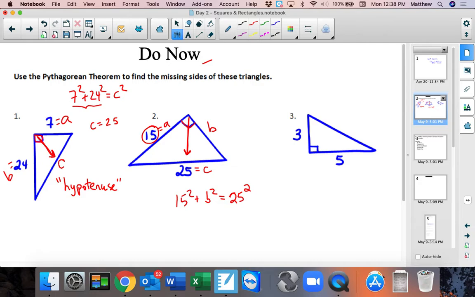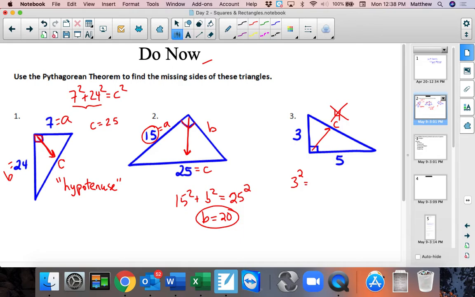In the spirit of keeping it quick, I'm pretty sure B is going to be 20, but you can check that. 15 squared plus 20 squared equals 25 squared. And then lastly over here, what looks like a Pythagorean triple, but it's not, right? A lot of students are like, oh, a 3 and a 5, it must be a 3, 4, 5. All right, I'll just write 4 here, and then I'm done. No.